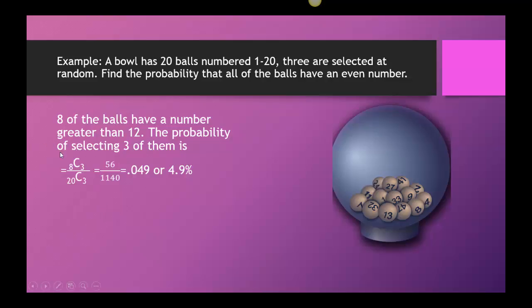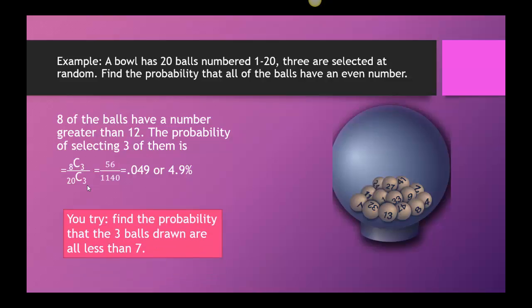So 8 of the balls are greater than 12, and I want to select 3 of them. So I start on top again with my event. I'm choosing from these 8 balls greater than 12, I'm choosing 3 of them, and I stick with my sample space, 20 choose 3. So now in the numerator I have 56, same denominator as before, and that reduces to 0.049, which is 4.9%.